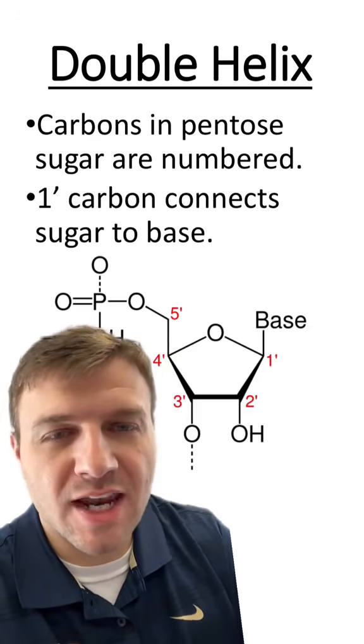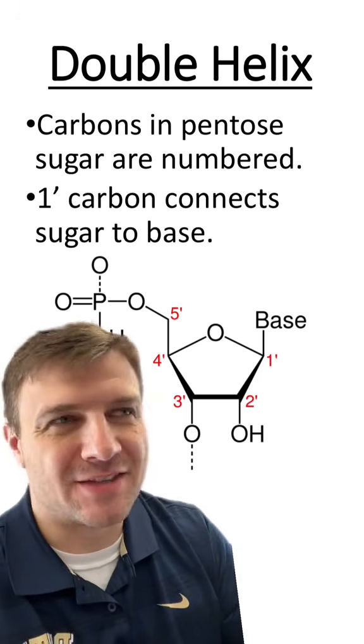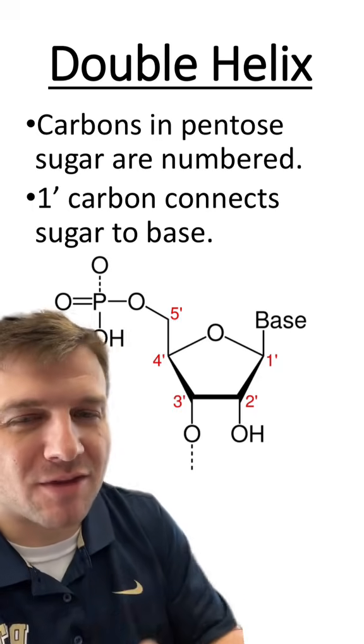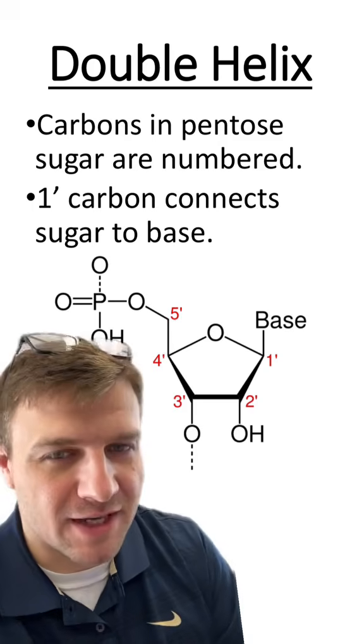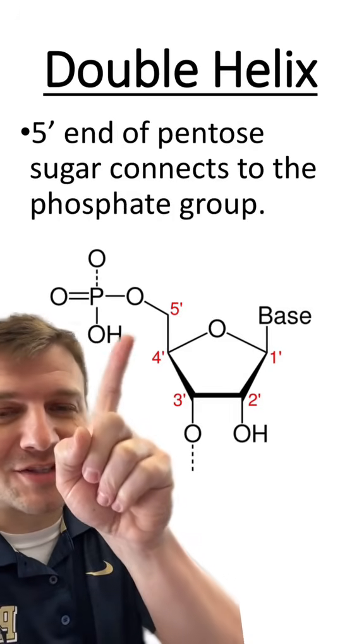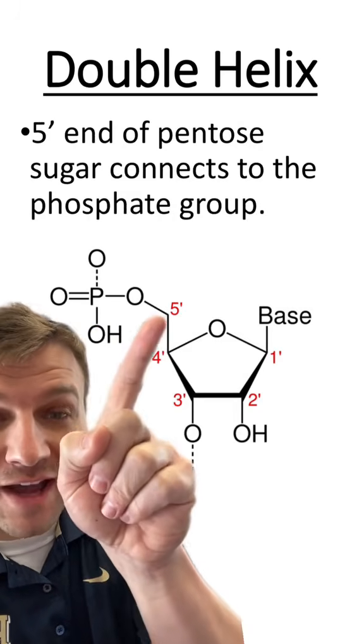Within chemistry, we name the carbons of a carbon backbone. Not getting into really deep specifics about chemistry, but you can see how we number them in this pentose sugar. The 1' end is going to connect the sugar to the base, while this 5' end is going to connect to the phosphate group. So that's why we call the phosphate group the 5' end.